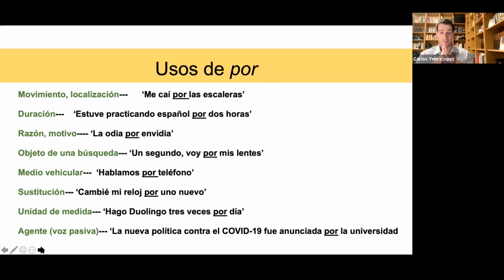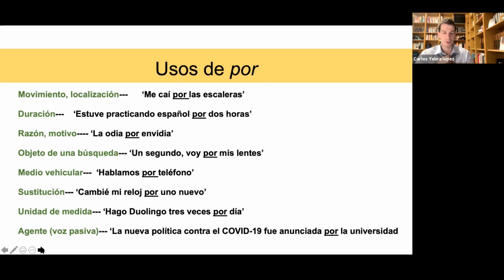Medio vehicular, so the vehicle through which we do something. For instance, hablamos por teléfono, meaning we speak on the phone. That on is translated into Spanish as por. Sustitución, substitution, when we replace something for something else, we use por. For instance, cambié mi reloj por uno nuevo. I changed my watch for a new one.